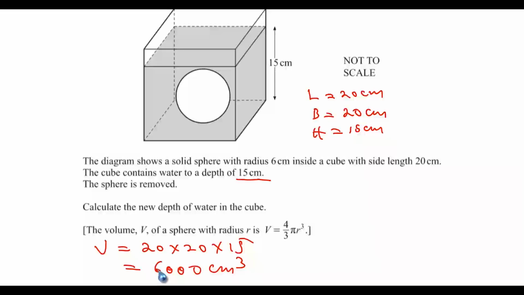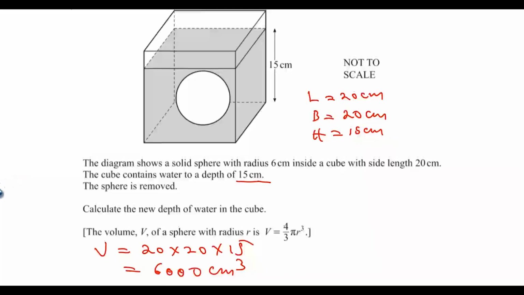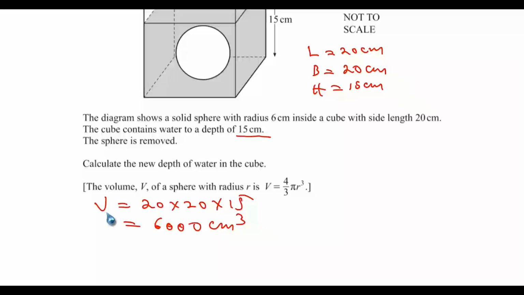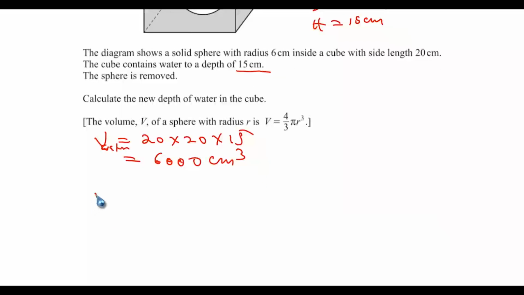Then we need to find the volume of the sphere. You can say this is the volume of water when the depth is 15. The volume of the sphere will be equal to 4/3 pi r cube. If you key in the values, you have 4 over 3 times 3.14 times the radius, which is 6 centimeters.